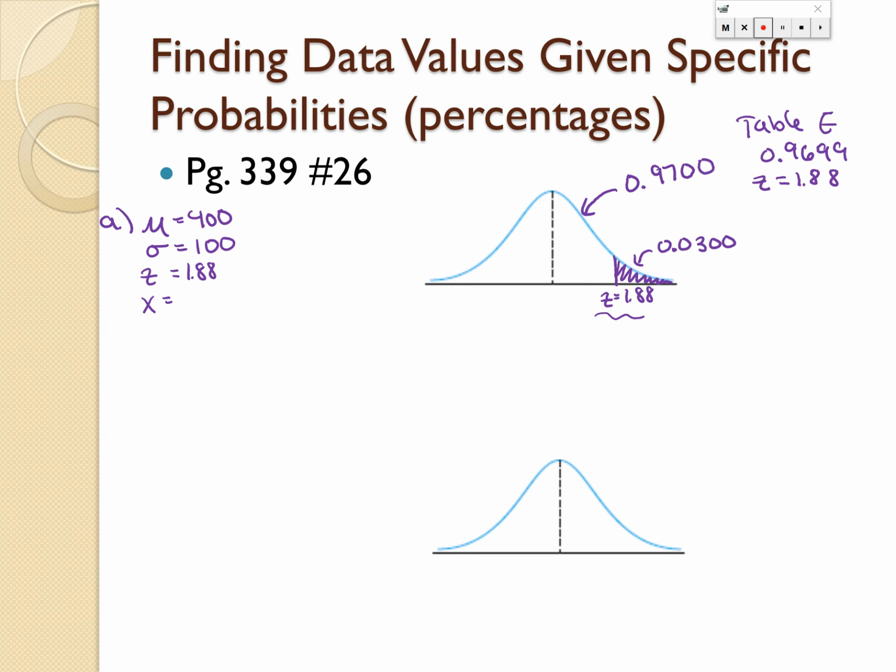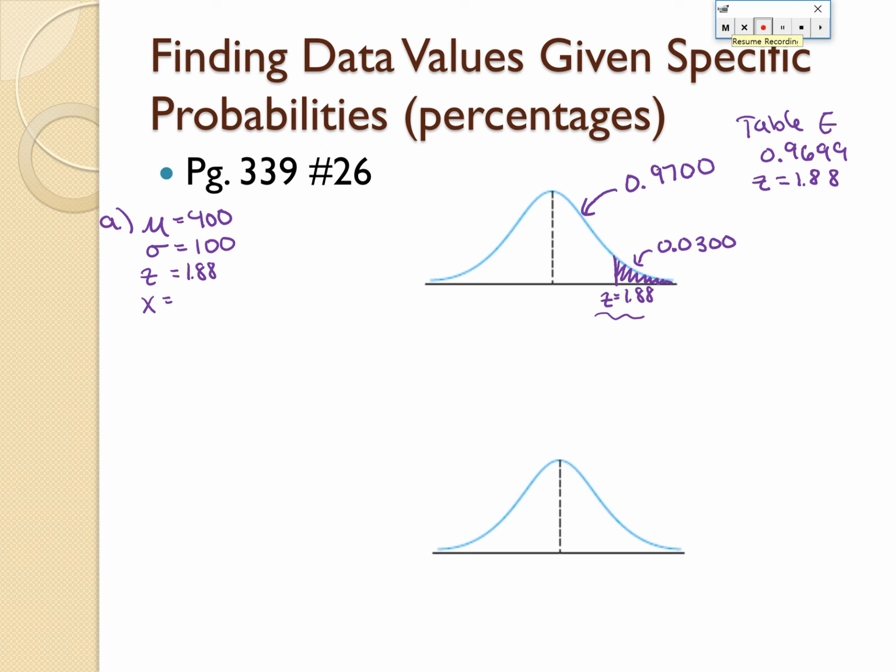So keep in mind, the table gives you areas to the left of your z-value. So you might need to subtract from 1 to get the area you're looking for. Also, this table's not perfect. It only goes out to the nearest hundredths for z-values. So go as close as you can.